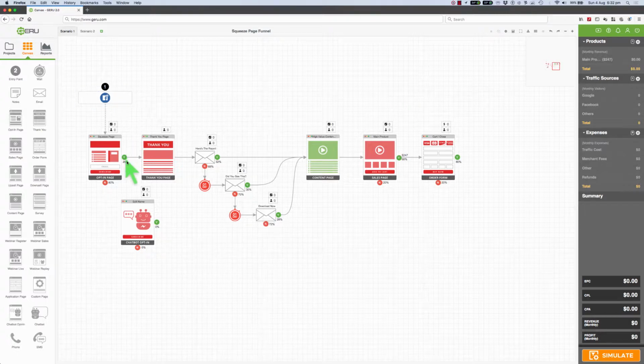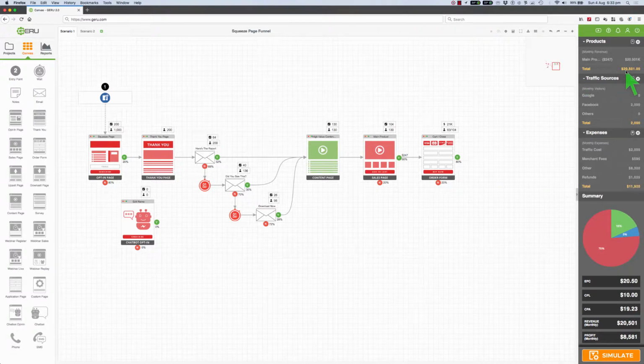Okay, so you can see I've programmed in some assumptions here in terms of the success rates at each of these stages, but let's just press the big simulate button here and see what happens. So it's going to calculate our profit, expenses, and a total. These numbers are being updated progressively as it goes through the analysis.